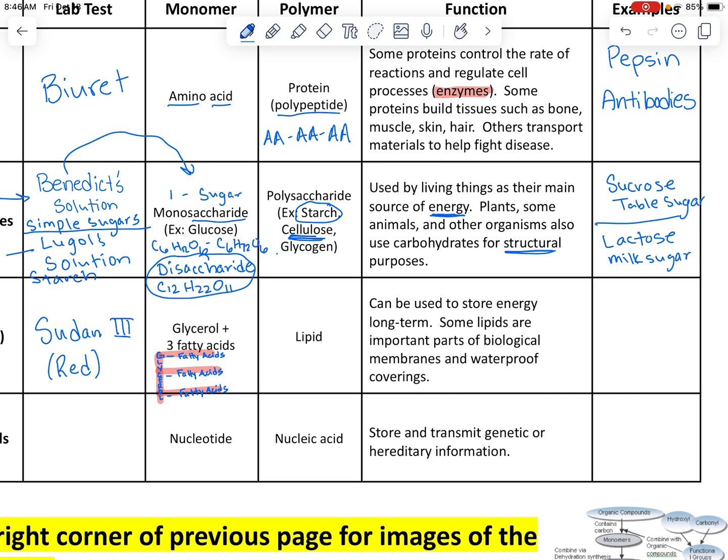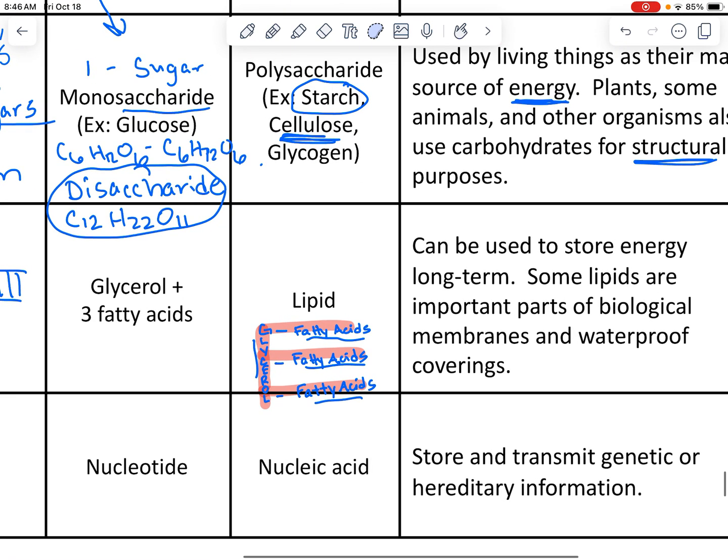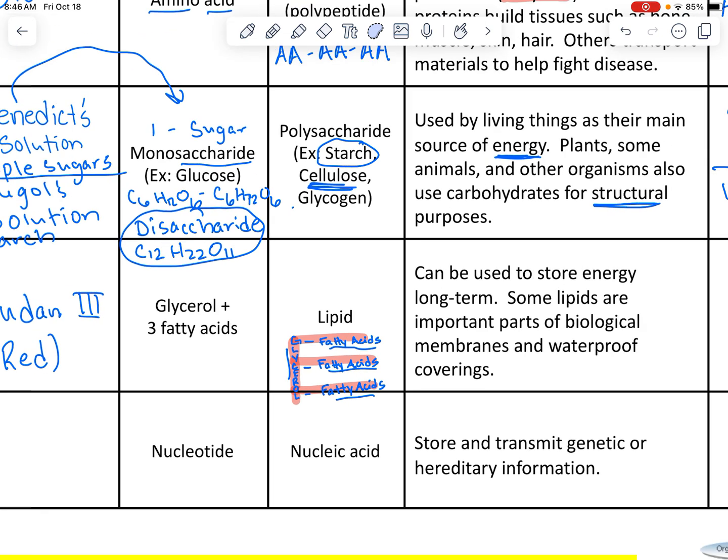So each of these is a monomer: fatty acid, fatty acid, fatty acid, and a glycerol. It's a little bit different than the other ones because there are different fatty acids. Glycerol is standard. So this really is the whole fat. I should move that over here because that's the polymer. The glycerol itself is the monomer, fatty acid monomer, fatty acid monomer, fatty acid monomer. When I put them all together, I get a lipid.